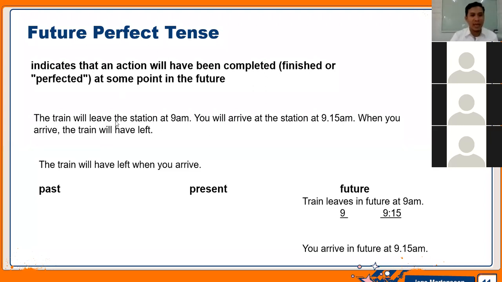The train will leave the station at 9 a.m. and then you will arrive at the station at 9:15. When you arrive, the train will have left. So the train will have left when you arrive. So why? Because at 9 the train leaves, berangkat. Kereta apinya berangkat jam 9. What happens if you arrive at 9:15? You will be late, and the train will have left when you arrive. So this is the description. Okay.